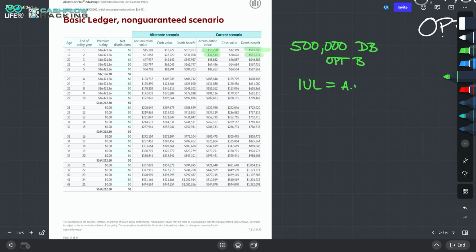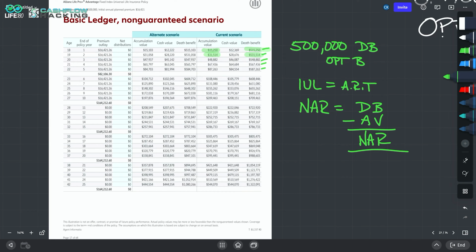equals annual renewable term, meaning every single year there's an annual renewable term policy going into the policy, and the amount that you're paying on the annual renewable term is going to be based on the net amount at risk, or NAR. I talk about this a lot. Now, the net amount at risk is the death benefit minus the accumulated value equals net amount at risk.